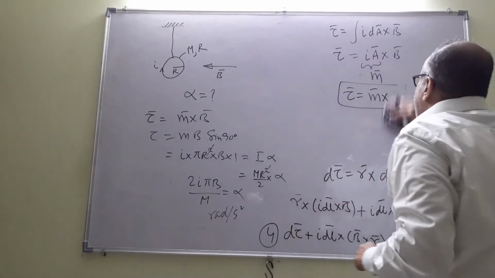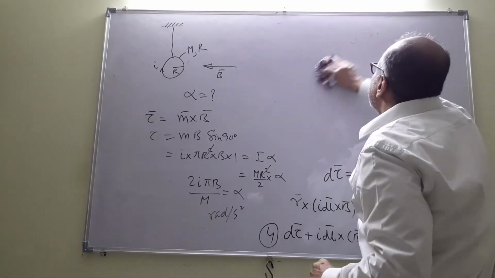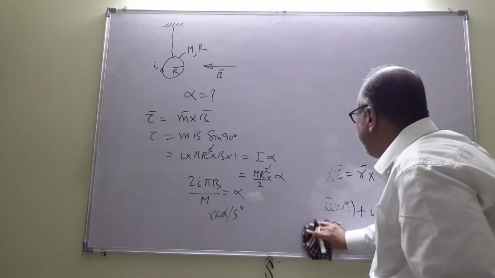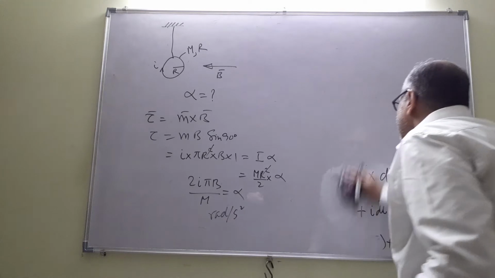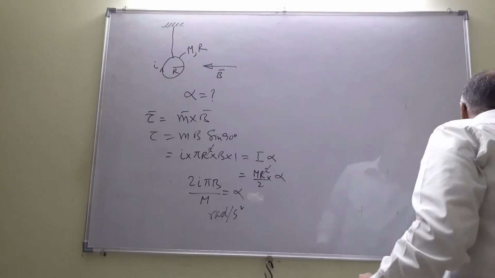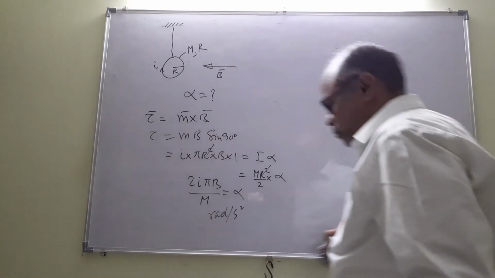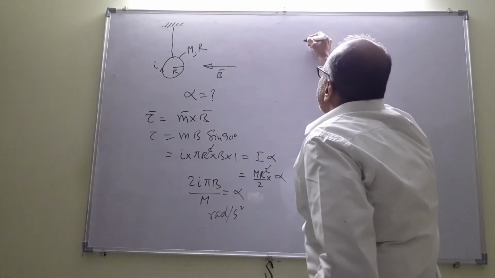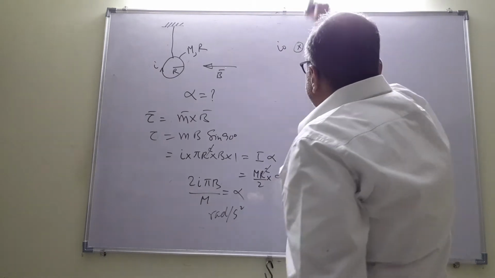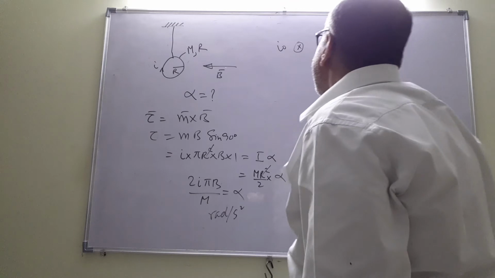Okay. Let's take another problem. This is a slightly tricky problem. There is a long current carrying wire. I have shown it as a cross. This is say I naught, a long current carrying wire. We are seeing the side view of it.